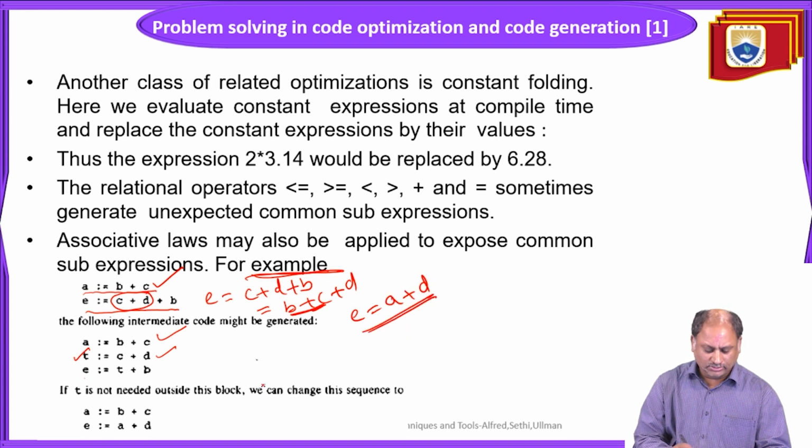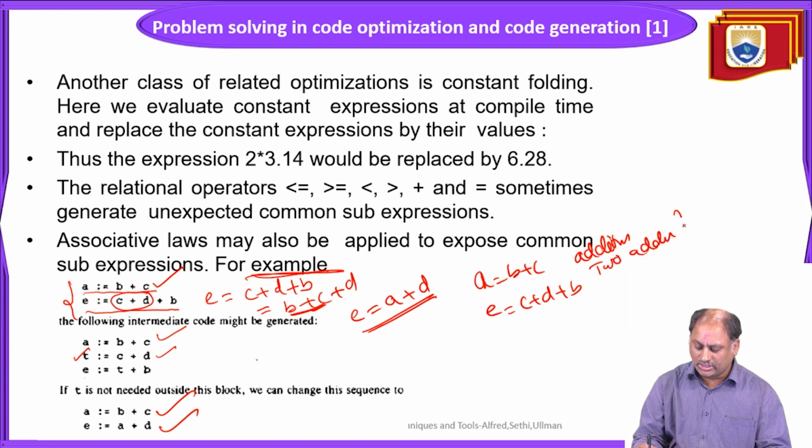So instead of writing these two expressions, which contain three additions. A equal to B plus C is one addition operation, and in this example E equal to C plus D plus B has 2 addition operations. So a total of 3 addition operations. That is to be got rid of with a result which is the same as these 2 statements. So this is 1 addition and this is also 1 addition.